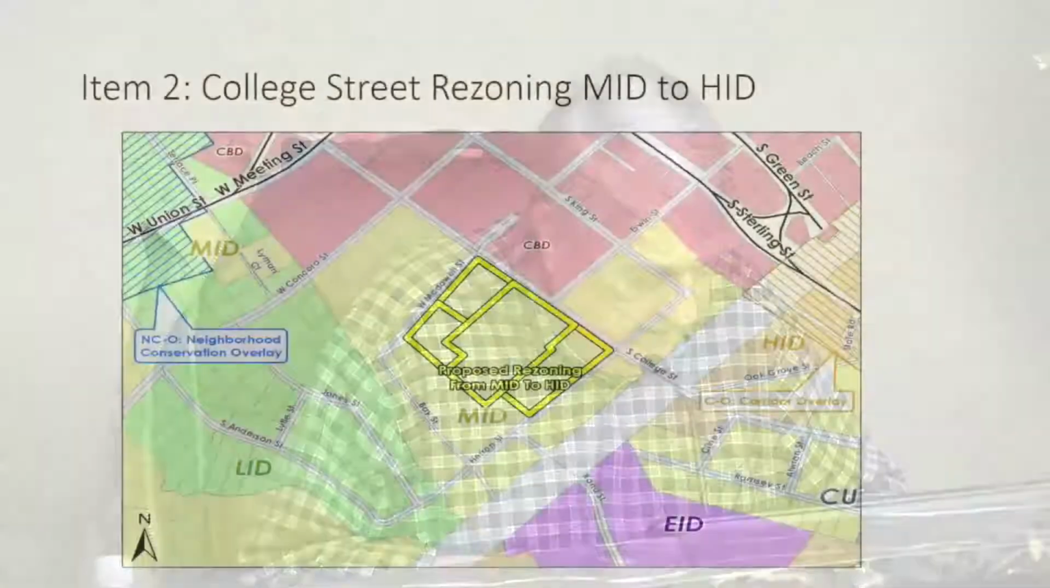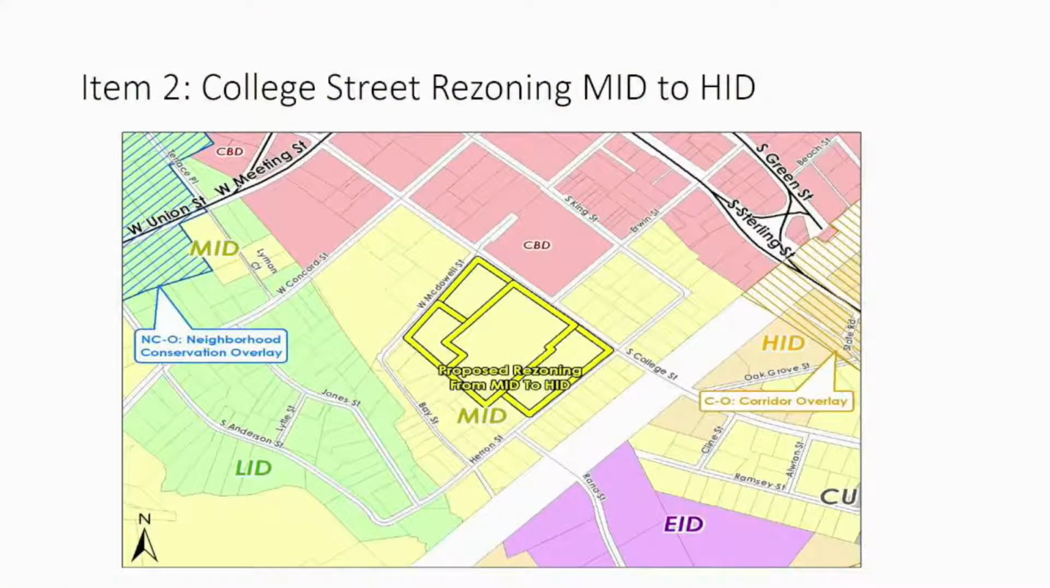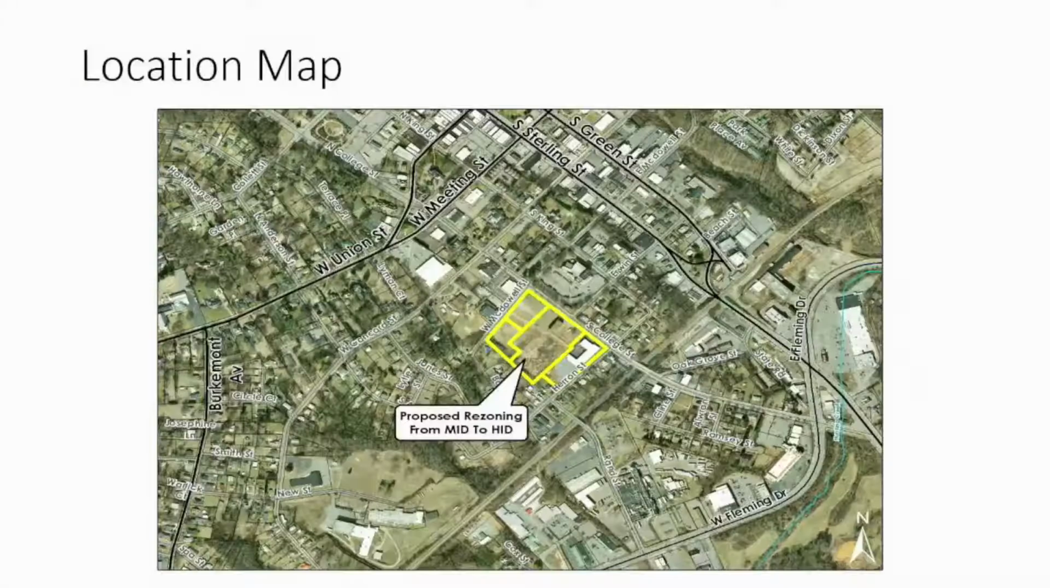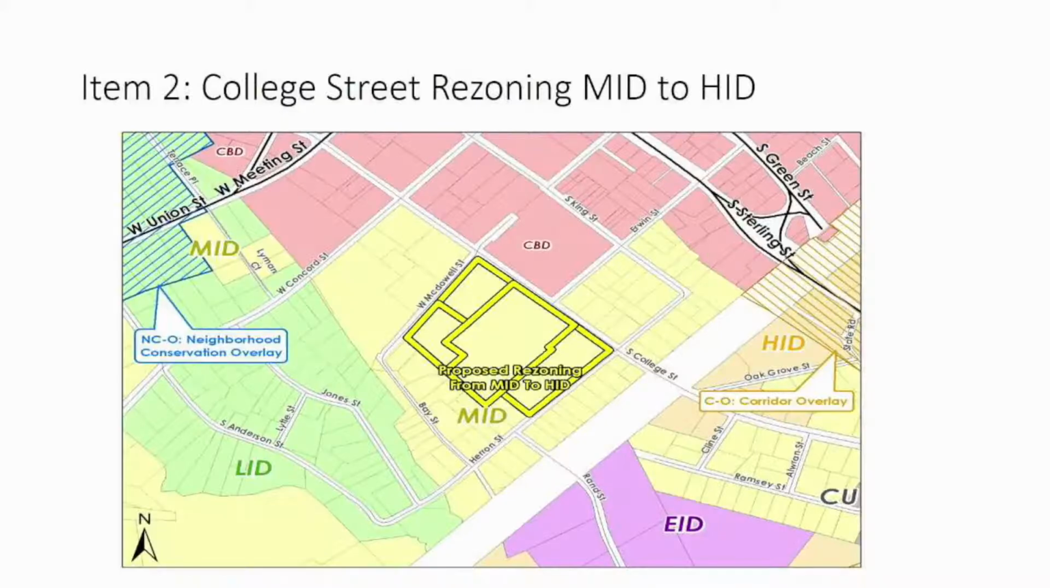Yes, sir, thank you. So, like you said, currently these 4 properties are listed as medium intensity district. This rezoning would move those to a higher intensity district. On the screen, you see the current zoning and its proximity to the central business district, which is our most dense district as far as housing goes. It allows a lot of the same land uses for commercial development as HID and also as MID as well.